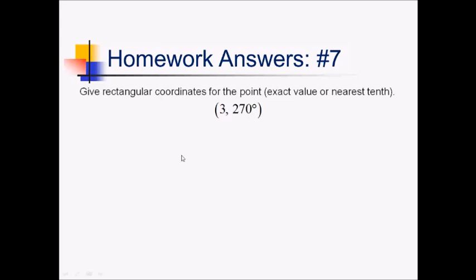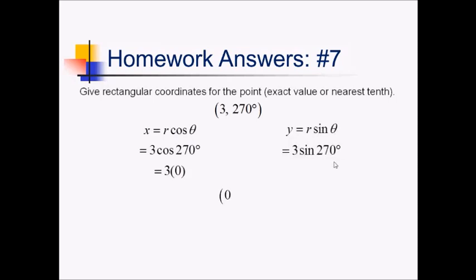For the x value, that's going to be r times the cosine of theta. So in this case, we've got 3 times cosine of 270. Cosine of 270 is 0. So 3 times 0 then just gives us 0. And that's the x value of our point. Now for the y value, we need to do y equals r sine of theta. So this is going to be 3 times the sine of 270. Sine of 270 is -1, so 3 times -1 is going to give us -3 for the y value.